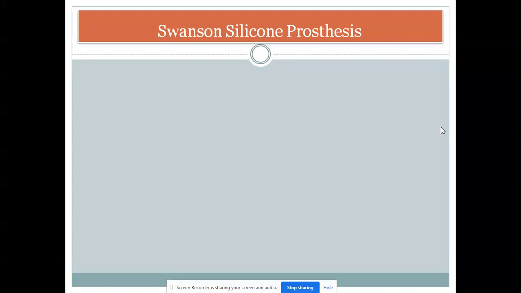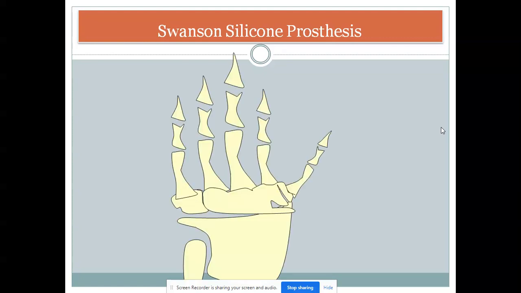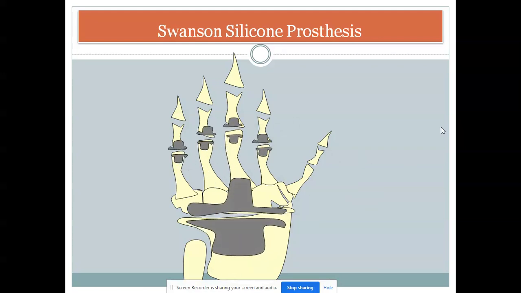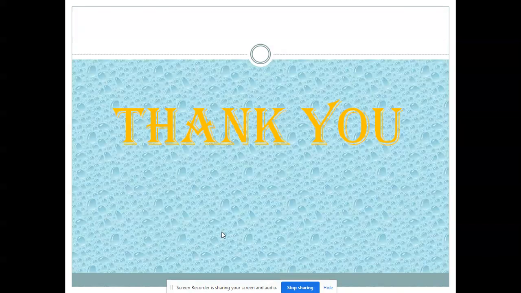It's a special type because it is used in swan neck deformity of the hand, known as the Swanson silicone prosthesis. This is the image of the hand, wherein in swan neck deformity there is hyperextension of the proximal interphalangeal joints. These joints are replaced by the prosthesis to avoid the hyperextension seen in swan neck deformity. Also, the wrist joint is included to get replaced. This is your Swanson silicone prosthesis.